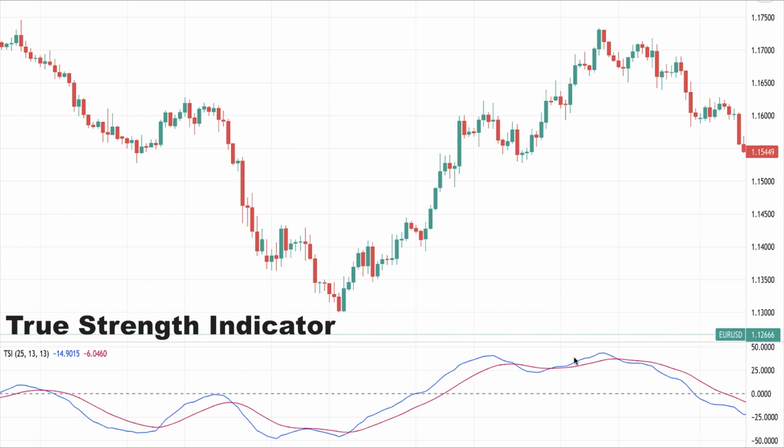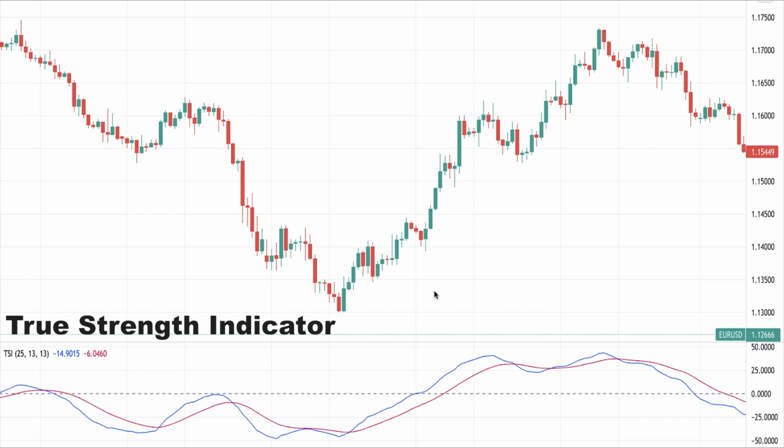The blue line is the true strength line and the red line is the signal line, which is simply an exponential moving average of the true strength line. The True Strength Indicator is based on a double smoothing of price changes. It tries to filter noise and capture the movements of the price action in a more effective way.